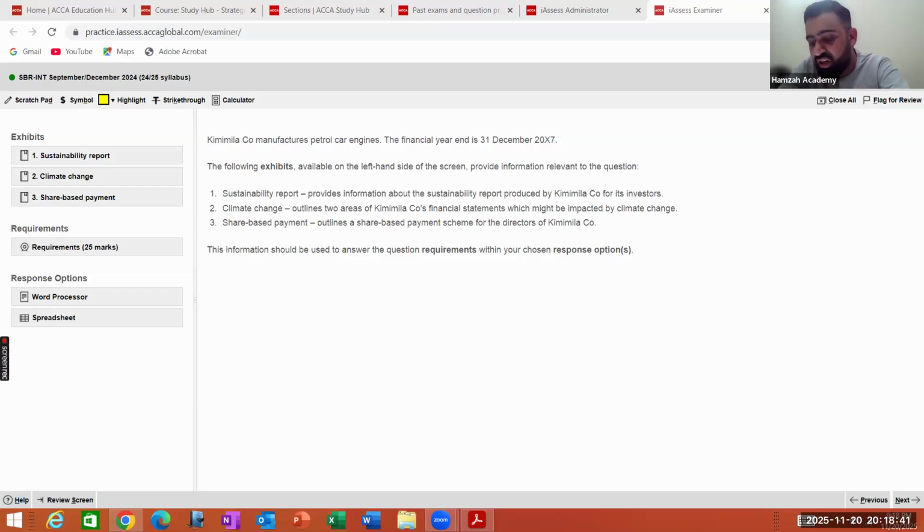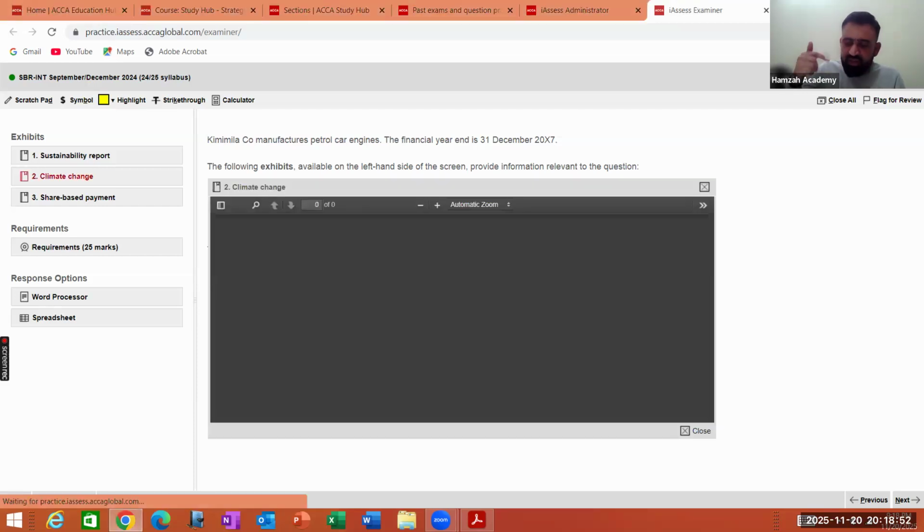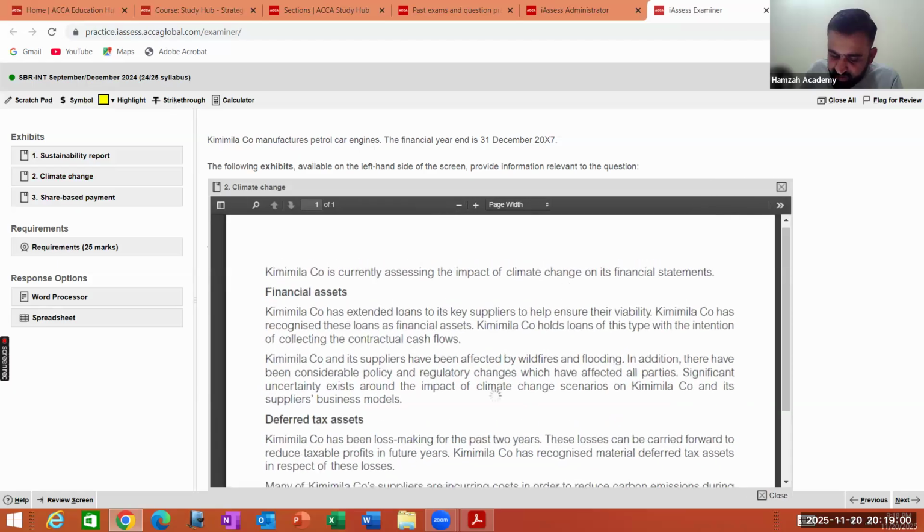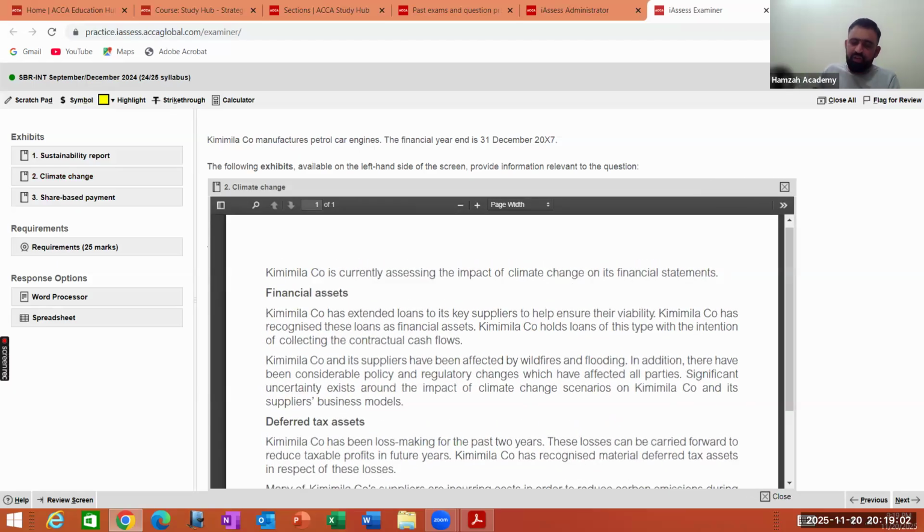That's why now there is emphasis that there should be a sustainability reporting disclosure in the financial statement. So now, keeping in mind the requirement, what would be the effect on financial asset and deferred tax, now we will look at the exhibit. So first of all, the financial asset.